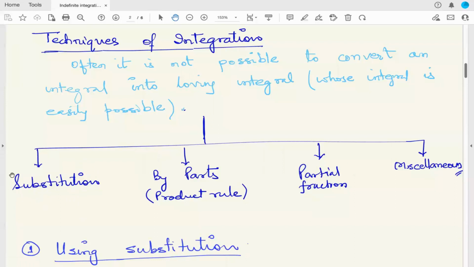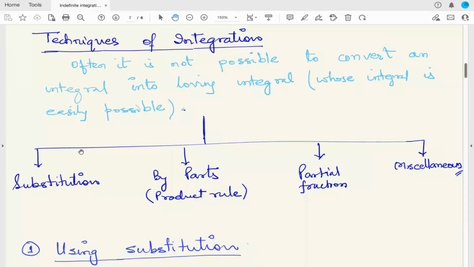We do some substitution with our integrand. We use by parts, the rule of by parts, which is also called the product rule. We use partial fractions, which is basically for the P by Q form, and we use some miscellaneous techniques which we are going to read in further lectures. So today we are going to start the first technique of approaching the integrand.